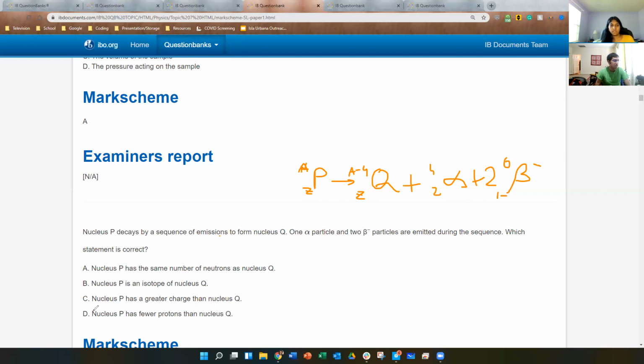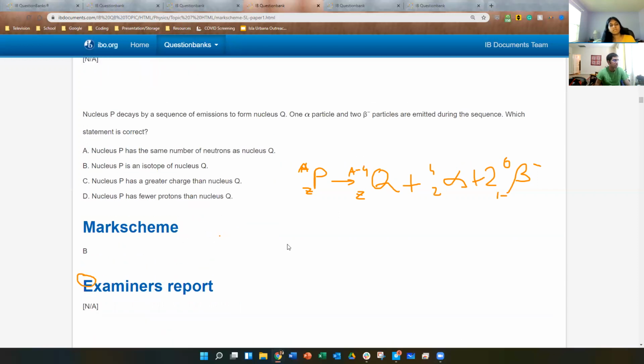So nucleus P has... it would be B, right? An isotope, yeah, I think it would be B because they have the same number of protons, different number of neutrons. Let's see, it is B. Good.